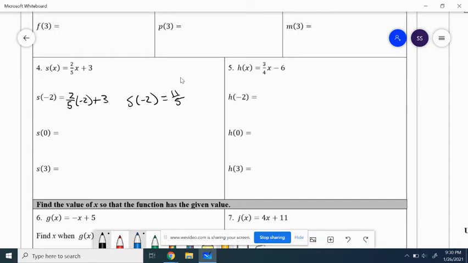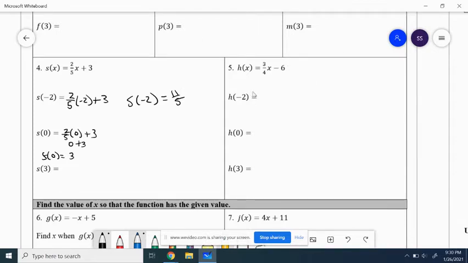This one's going to work out a little bit nicer. The s of 0. So 2/5 times 0. What's anything times 0? 0. 0 plus 3? 3. So the s of 0 is equal to 3.